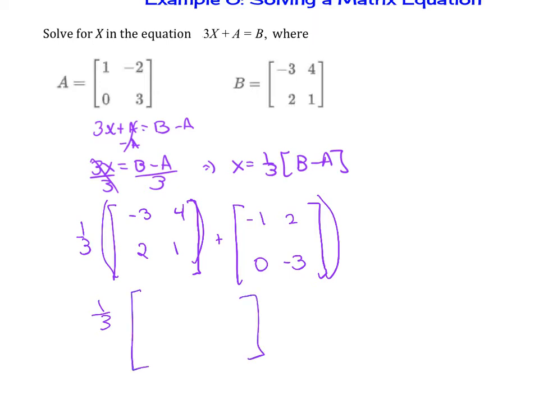So -3, -1 is -4. 4 plus 2 is 6. 2 plus 0 is 2. And 1 minus 3 is -2. And now we can go ahead and distribute that 1/3. So this is -4/3, 2, 2/3, and -2/3.